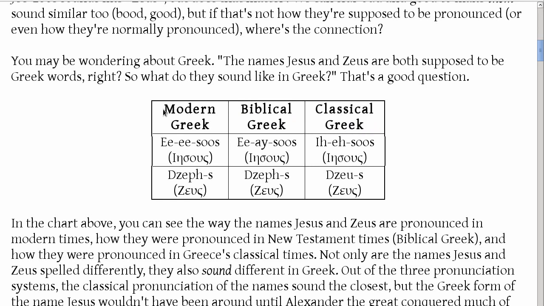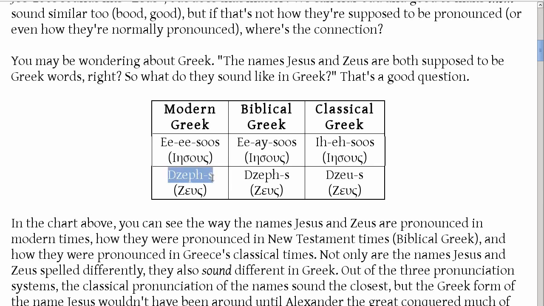In the first column, modern Greek pronunciation, you will see the modern Greek pronunciation of Jesus in Greek at the top, and then just below that in the same field, you will see the spelling. So this is the pronunciation, and this is the spelling within parentheses in Greek characters.